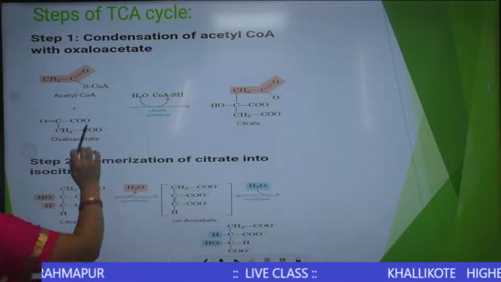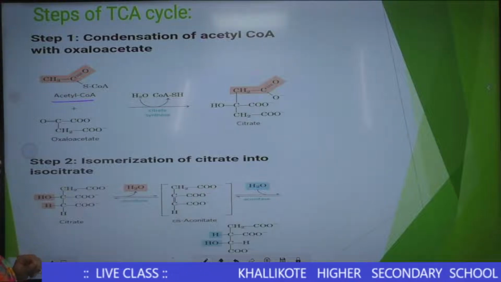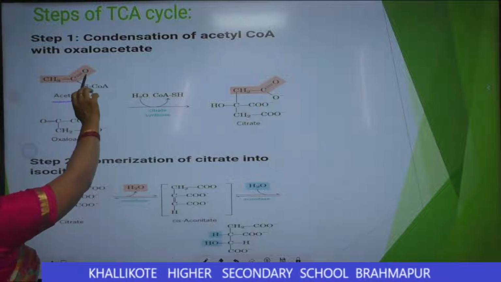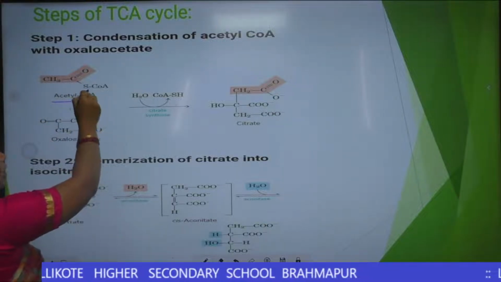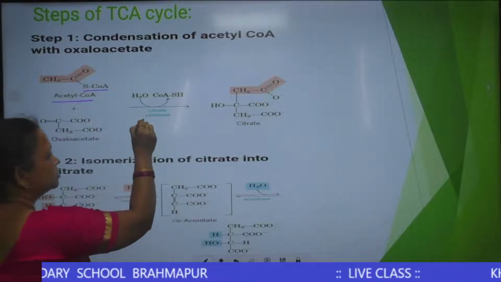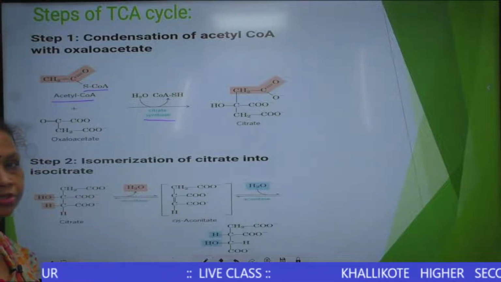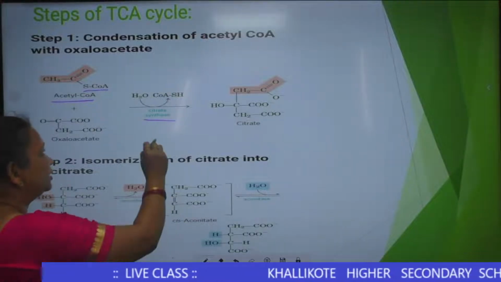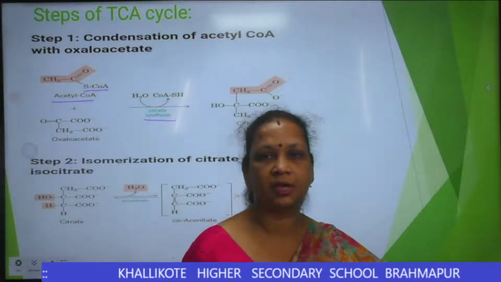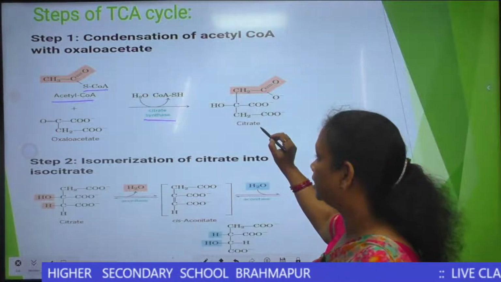So, here you can see that this molecule is acetyl coenzyme A. Here you see this is CH3 C double bond O with a coenzyme attached, and here the enzyme that is used is citrate synthase. So, it helps in the formation of citrate molecule, and what is released here is coenzyme A. Coenzyme A is removed and this molecule becomes the citrate.